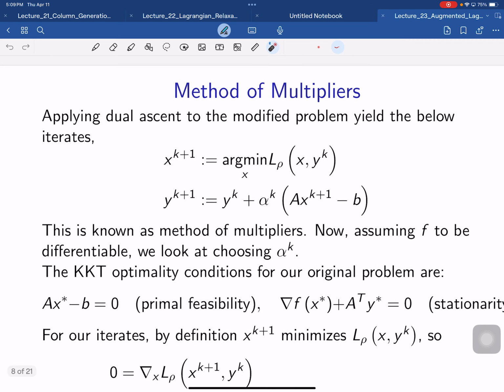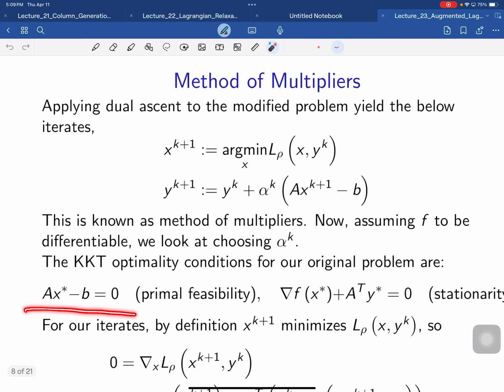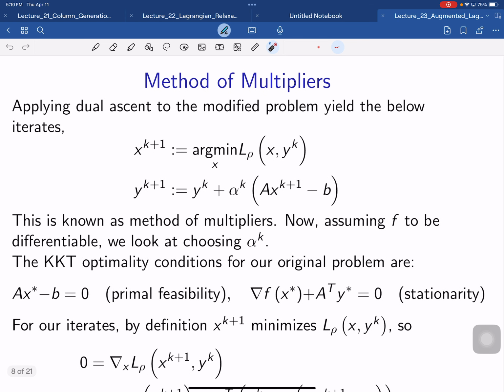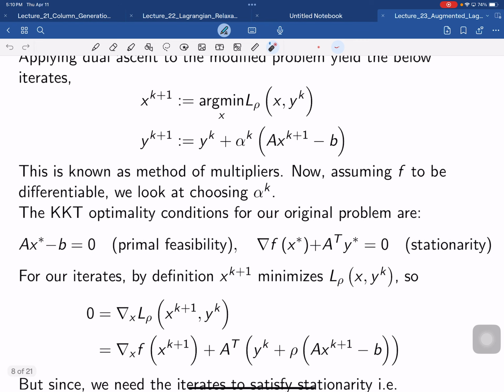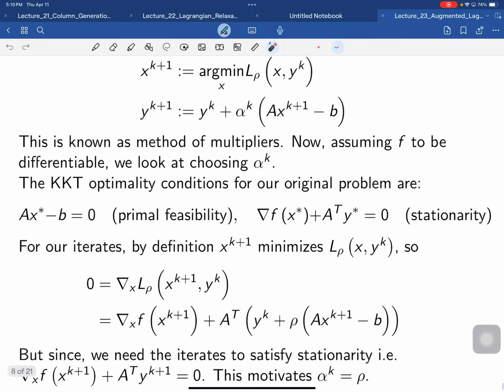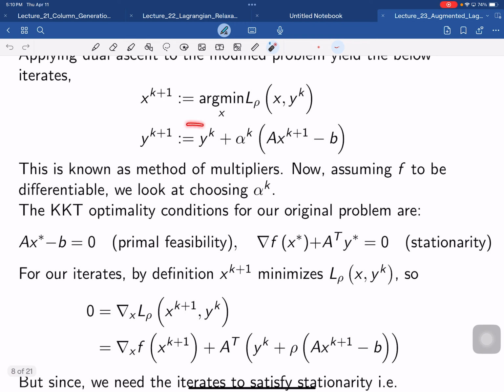So let's write down the KKT condition. It involves primal feasibility, so you have the primal constraints here, and stationarity, which is essentially the gradient of f plus A transpose y equals 0. So those are the KKT conditions for the original problem. The intuition here is that we want to choose alpha k such that we are close to satisfying the KKT conditions. Okay, so how are we going to do that? Let's assume at a given iteration we are optimizing this augmented Lagrangian function.